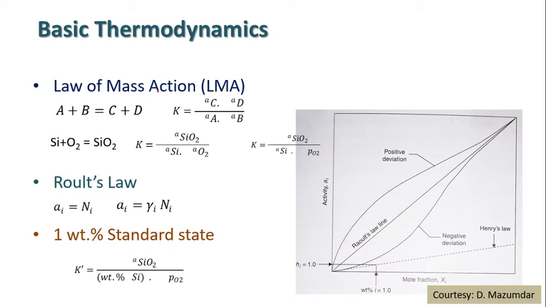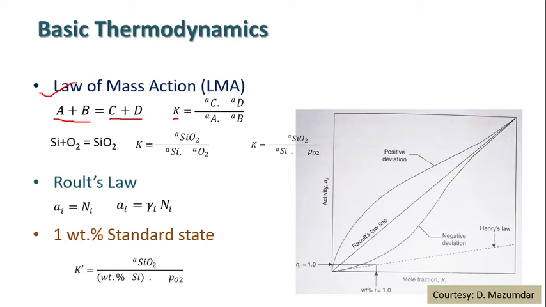We know that at equilibrium, the rate of the forward direction reaction is equal to the rate of the backward direction reaction. For a general reaction, A plus B gives rise to C plus D, where A and B are the reactants, C and D are the products, the equilibrium constant of this reaction can be written as K is equal to activity of products, that means activity of C into activity of D, divided by activity of reactants, that means activity of A into activity of B. This is called the law of mass action.